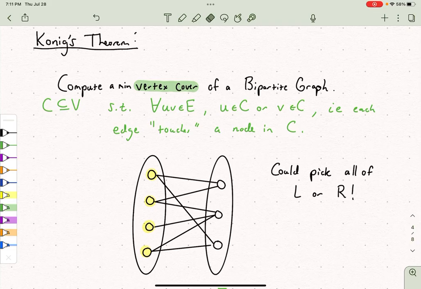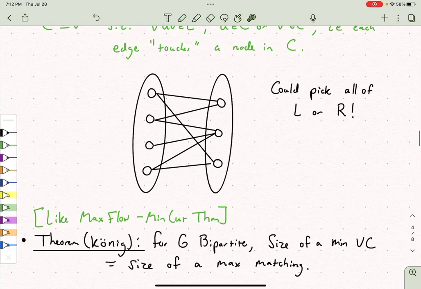But in general, that will be a very large vertex cover, and we want to find a very small one. Our goal is to find a minimum vertex cover. So how could we do this? Well, we want to use max flow to our advantage here. And one application of max flow we already know is computing maximum matchings in bipartite graphs. And so since we have a bipartite graph, a natural idea would be to somehow use a matching to solve our problem. And that's exactly what we're going to do.